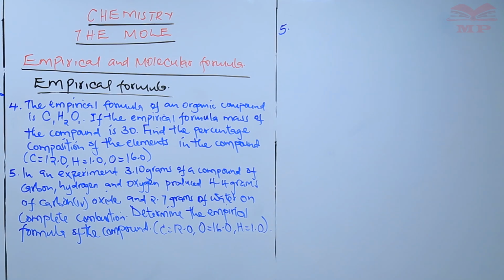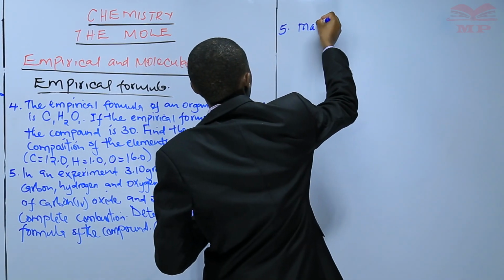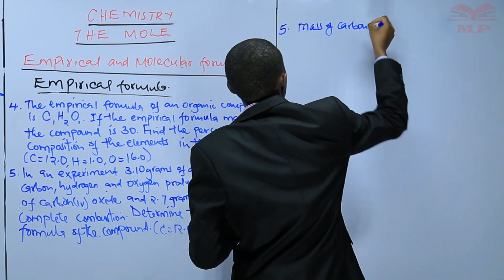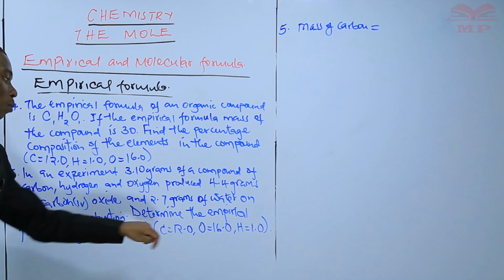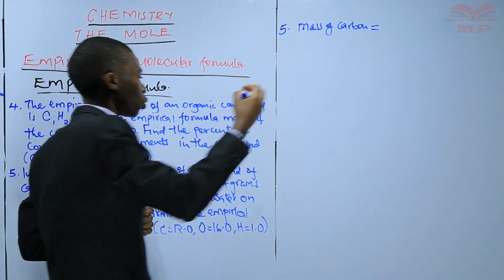You don't have the mass of carbon, and you don't have the mass of hydrogen, so you have to look for them in the carbon dioxide and water. Therefore, the mass of carbon: you know the relative atomic mass of carbon is 12.